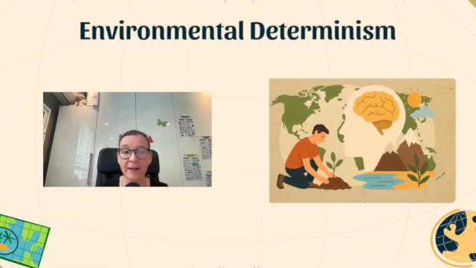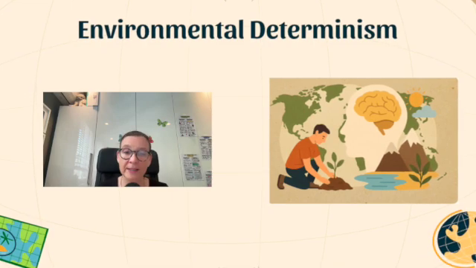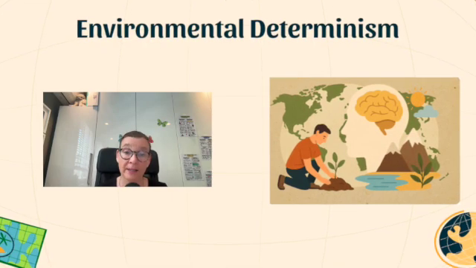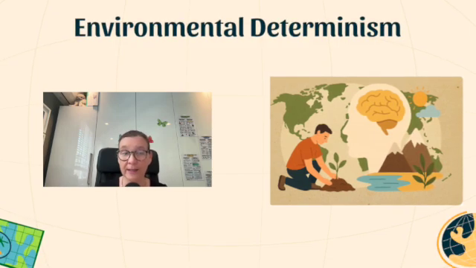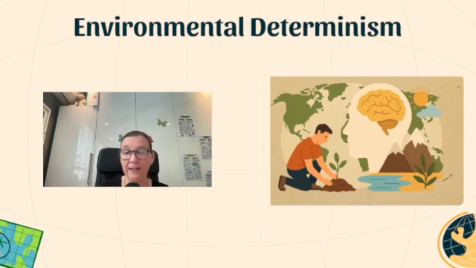Here's a quick AP exam tip. Environmental determinism is often paired with possibilism on exams, so make sure that you can compare the two. Possibilism emphasizes human choices and innovation, while determinism emphasizes environmental limits. We're going to talk about possibilism in the next slide.